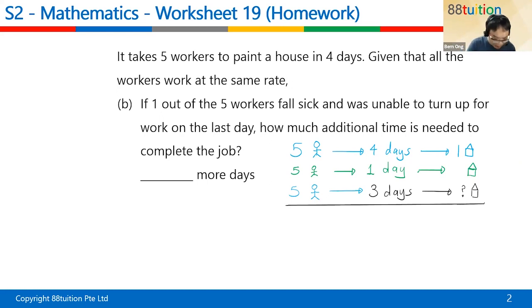All right. Just now when I say, when you have 3 items, what do you have to do? You have to compare 2 items. So this person or these 5 people, you hold it constant. You don't touch it. So 5 persons, 4 days, 1 house.